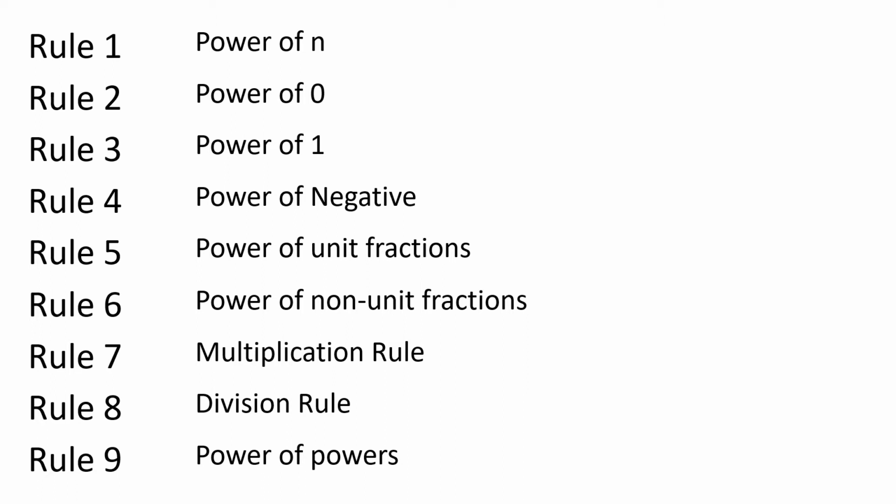So the first rule is the power of n. What this means is that we would have a number, let's say a to the power of n. All this means is that you will have a multiplied by itself for whatever number n would be. So if you had a to the 2, that just means that you've got a times a twice, because it's the power of 2. If it would be to the power of 3, it's being multiplied by itself 3 times.